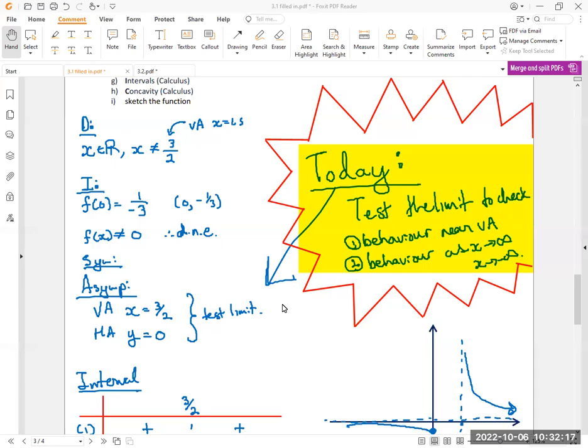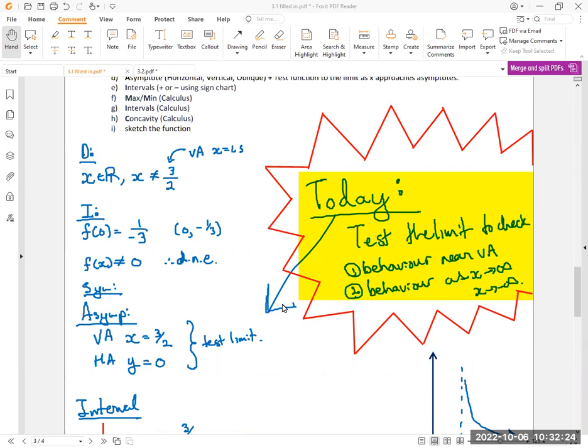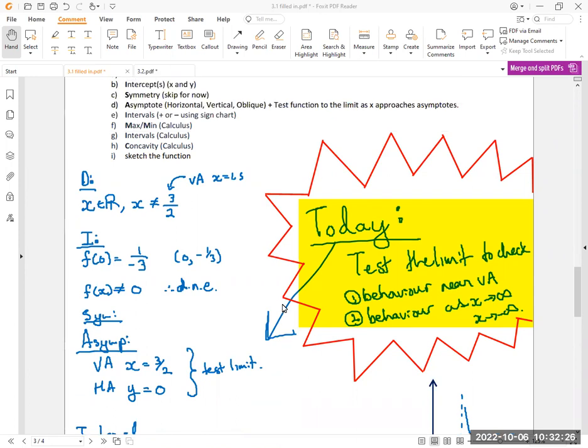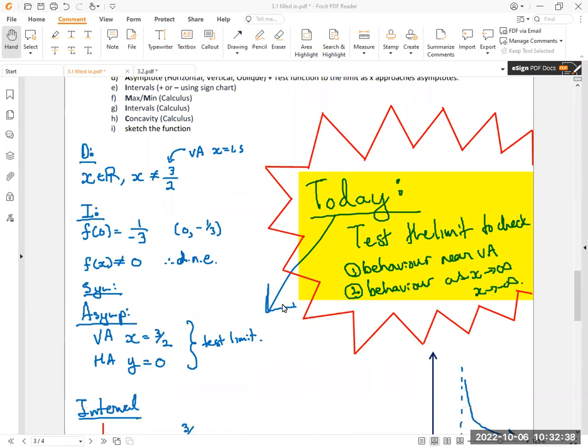Okay, so today's lesson is going to, once again, review all the different steps that we have taken to sketch properly. And I'm going to show you today something new. Instead of using logic or guessing, quote unquote, by looking at the equation, we can use some math to test the limit. So today we are going to learn how to test the limit so that we know what the behavior is near the vertical asymptote.